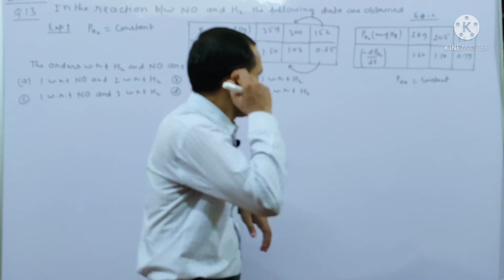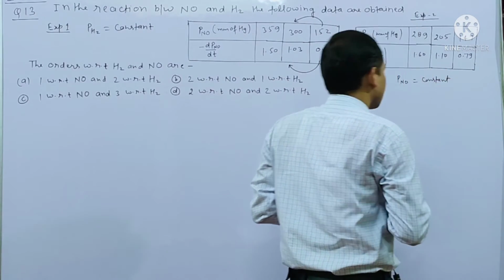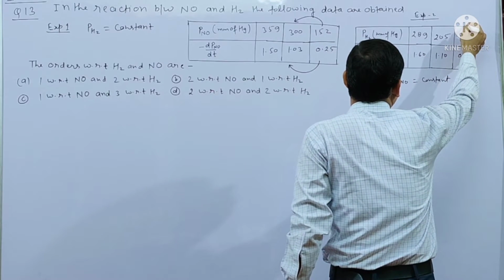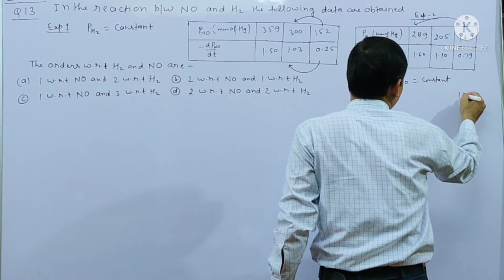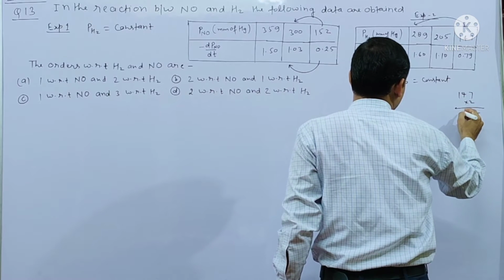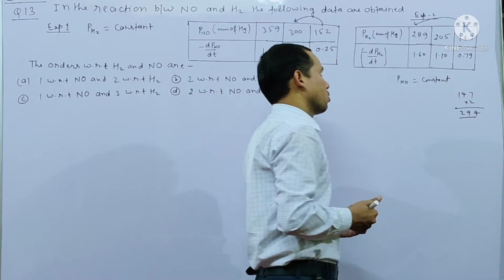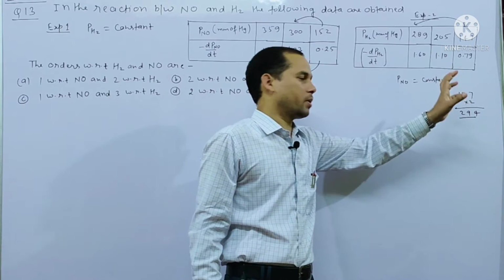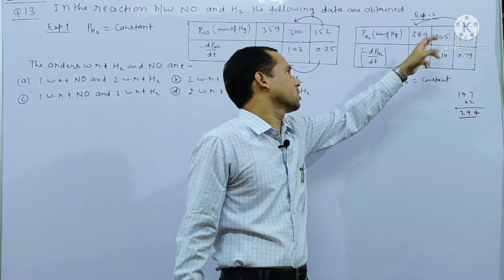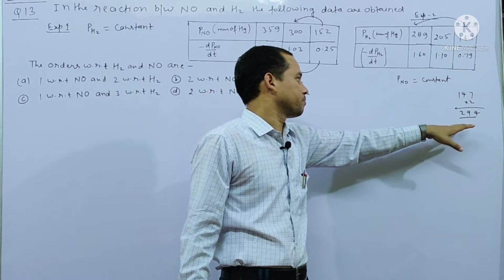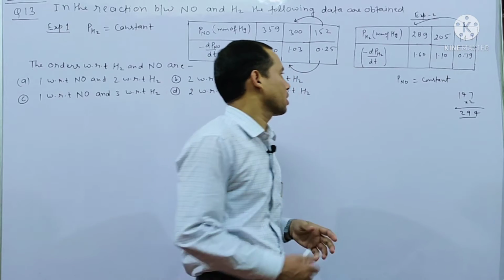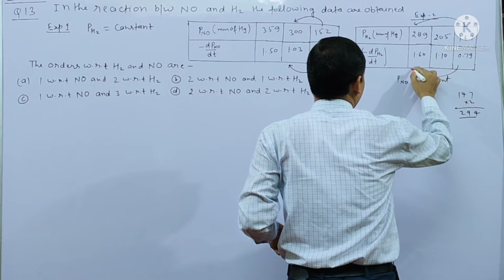Now, for the other reactant, 147 multiplied by 2 is 294, so it is approximately 289, just approximate data. So as we double the concentration, what will be the effect on the rate of reaction? This is 0.79 and this is 1.6.